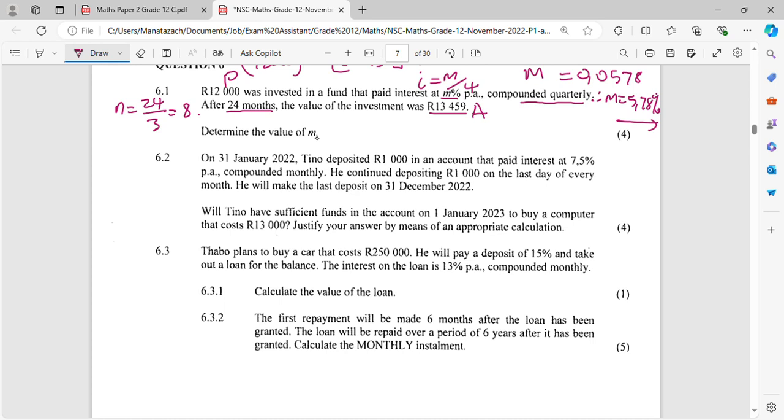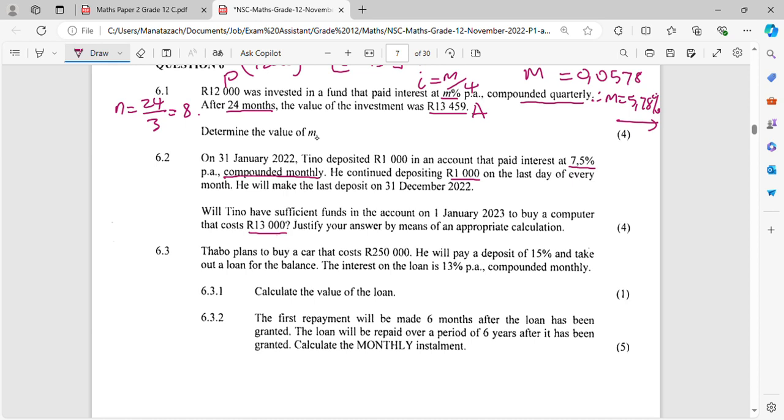On the 31st of January 2022, Tino deposited 1,000 rands into an account that paid an interest rate of 7.5% compounded monthly. He continued depositing 1,000 on the last day of every month. He will make the last payment on the 31st of December 2022. Will Tino have sufficient funds in the account on the 1st of January 2023 to buy a computer which costs 13,000? Justify your answer by means of an appropriate calculation.